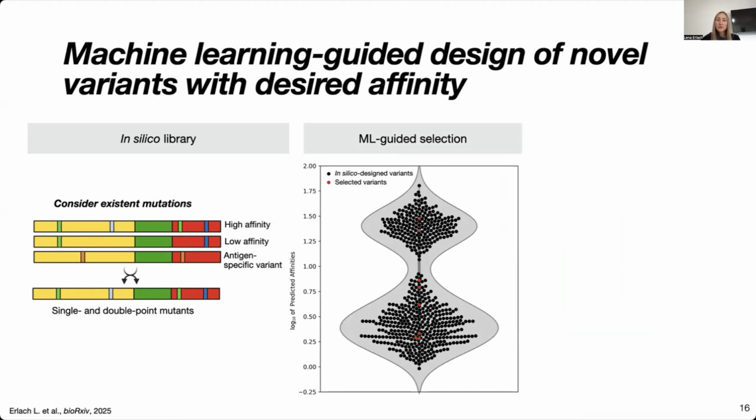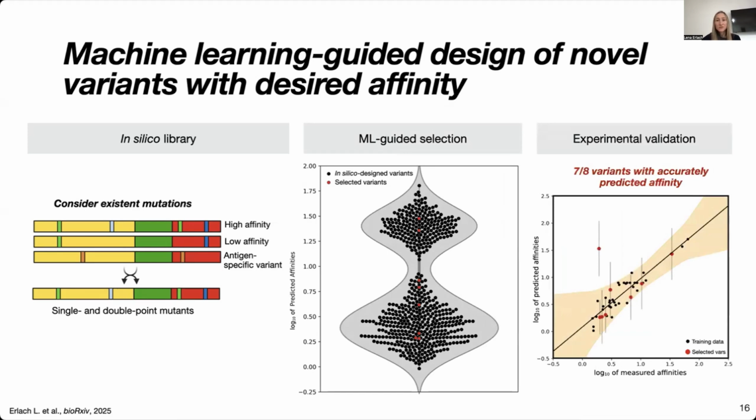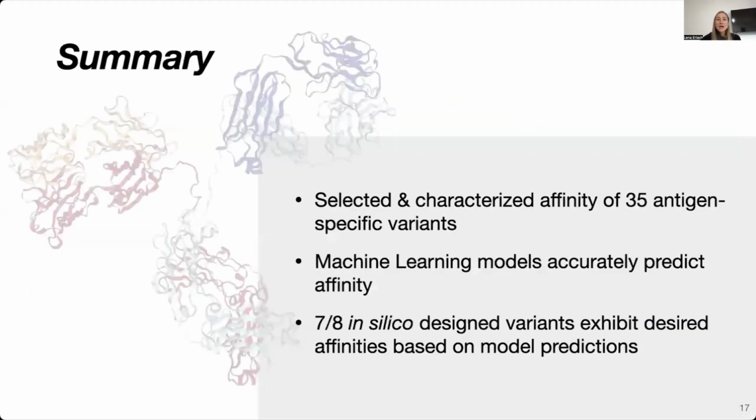When we then went ahead with experimentally validating those variants, we could see that for 7 out of those 8 sequences, the model was able to accurately predict antibody affinity, which was really exciting for us. So as a summary of this project, we were able to select and characterize 35 antigen-specific variants from antibody repertoire data. The machine learning models, despite this very small data set, could accurately predict antibody affinity.